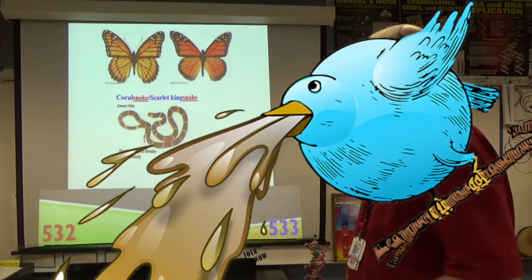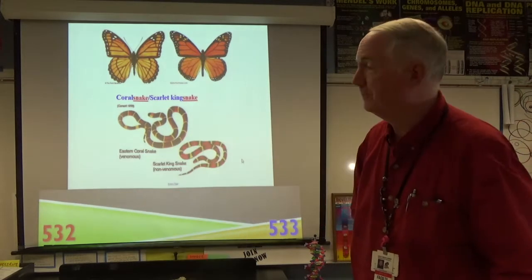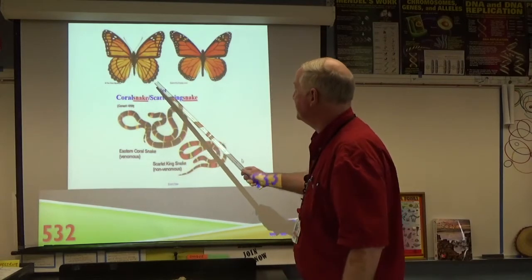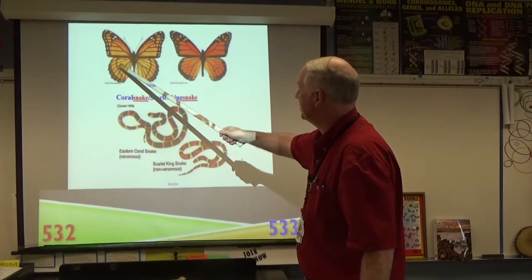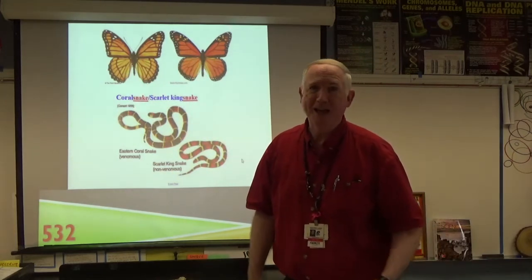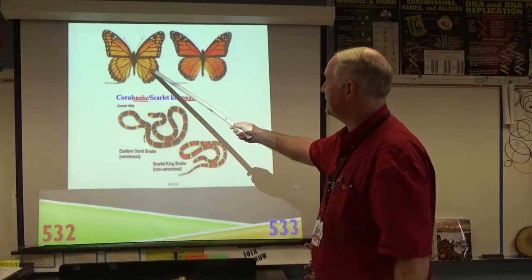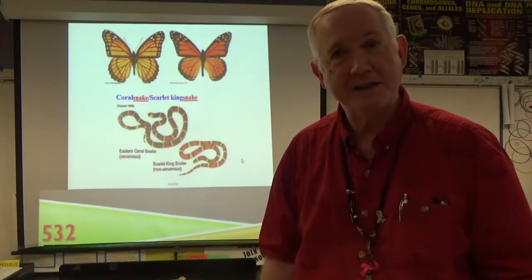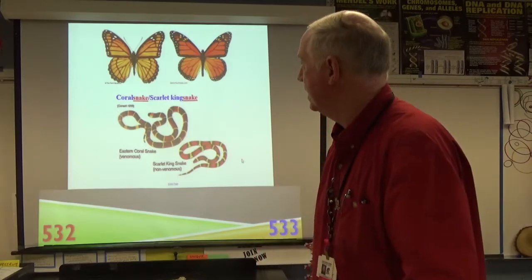And so the birds tend to leave monarchs alone. I'm not sure how the viceroy figured this out, but the viceroy has very similar coloration to the monarch. The birds can't tell them apart, and a lot of people can't. And so the birds leave these guys alone. Although, as butterflies go, I haven't talked to a lot of birds about this, but they say they're delicious.